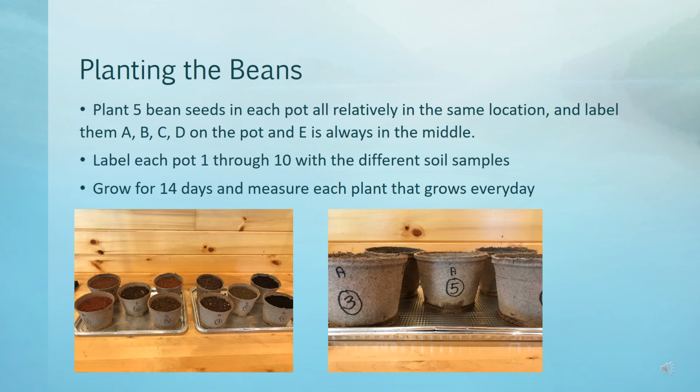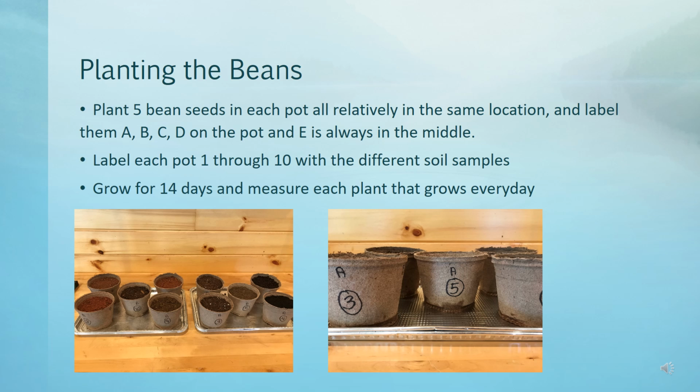After testing the soil, I could finally plant the bean plants. I planted 5 bean seeds in each pot, all relatively in the same location, and I labeled them A, B, C, D on the pot, and E was always in the middle. By doing so, I was able to keep track of all the plants that grew in each pot and measure them every day without getting mixed up.